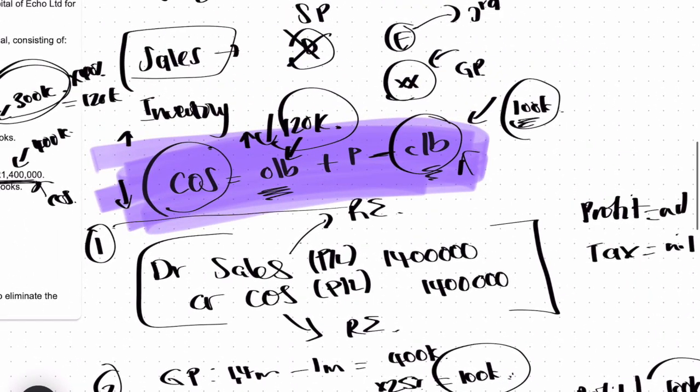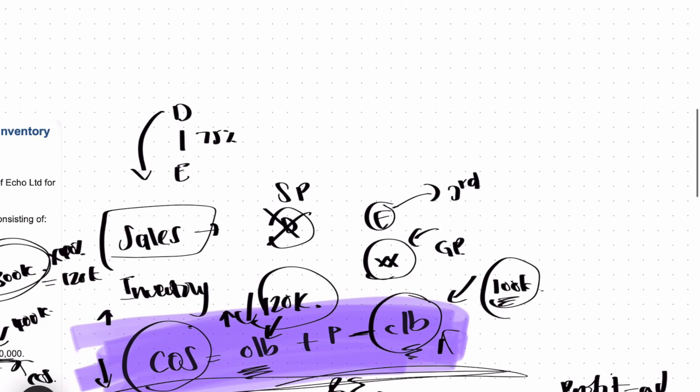And so just in terms of bringing this video to a close, the key here is that you've got to think about what is happening with cost of sales, opening balance, closing balance, and how that relates to profit. And if profit changes, then tax, of course, is going to follow.